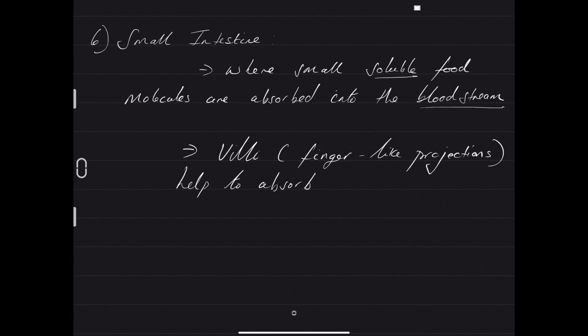food into the bloodstream. Now these villi are found on the inner surface of the small intestine, and it is from here that the smaller soluble food molecules, which have been broken down by the action of enzymes, are then subsequently absorbed into the bloodstream. So these food molecules are absorbed into the bloodstream via the finger-like projections known as villi, which are found in the small intestine.